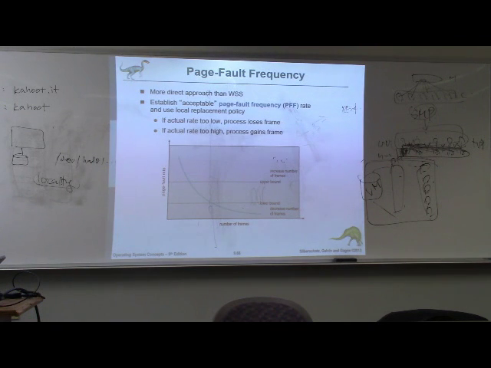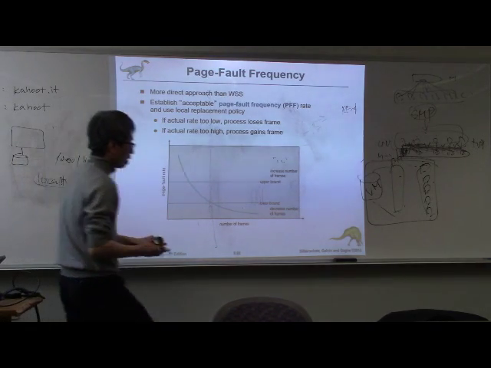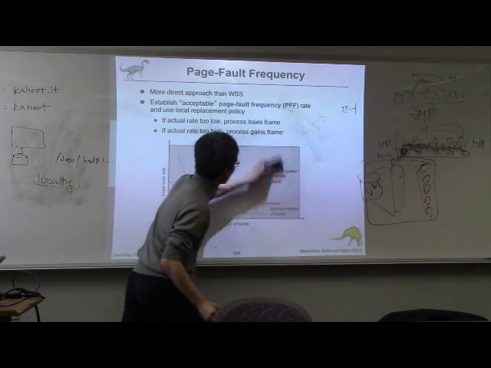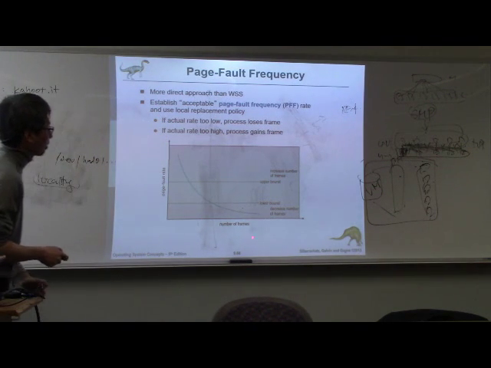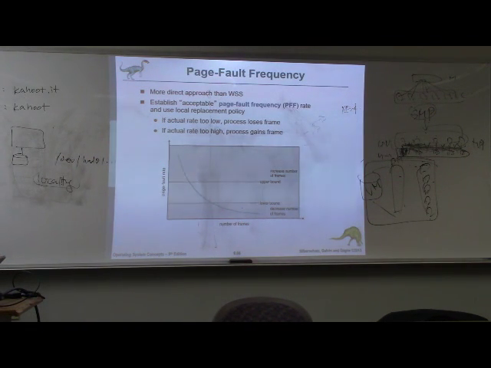Another approach is using the page fault frequency. Here the x-axis is the number of frames, and the y-axis shows the page fault rate. We'd like to keep it in the middle. This side means we have a lot of thrashing, so we need more space. This side means less utilization. We'd like to keep it in the middle by considering different sizes of the locality working set model.